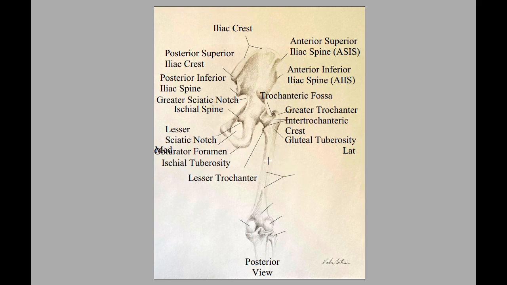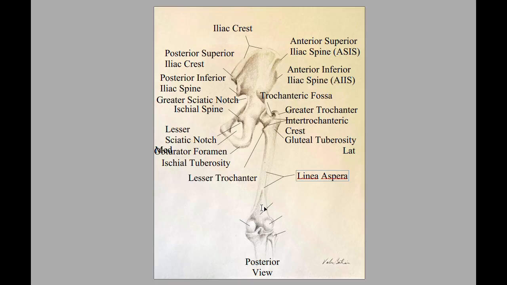So that rough line right there, the linea aspera, serves as an attachment site for many of the muscles that we're going to find in the posterior thigh and also from the medial compartment of the thigh. Not just from the posterior thigh, also from the medial compartment. So very important attachment site. So this is our linea aspera.